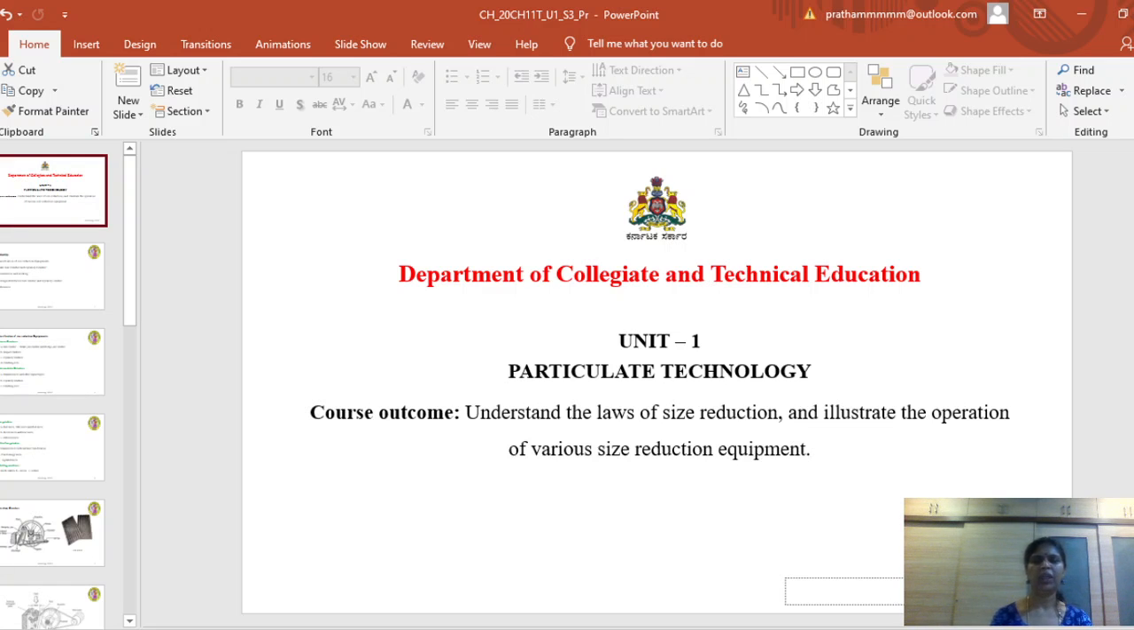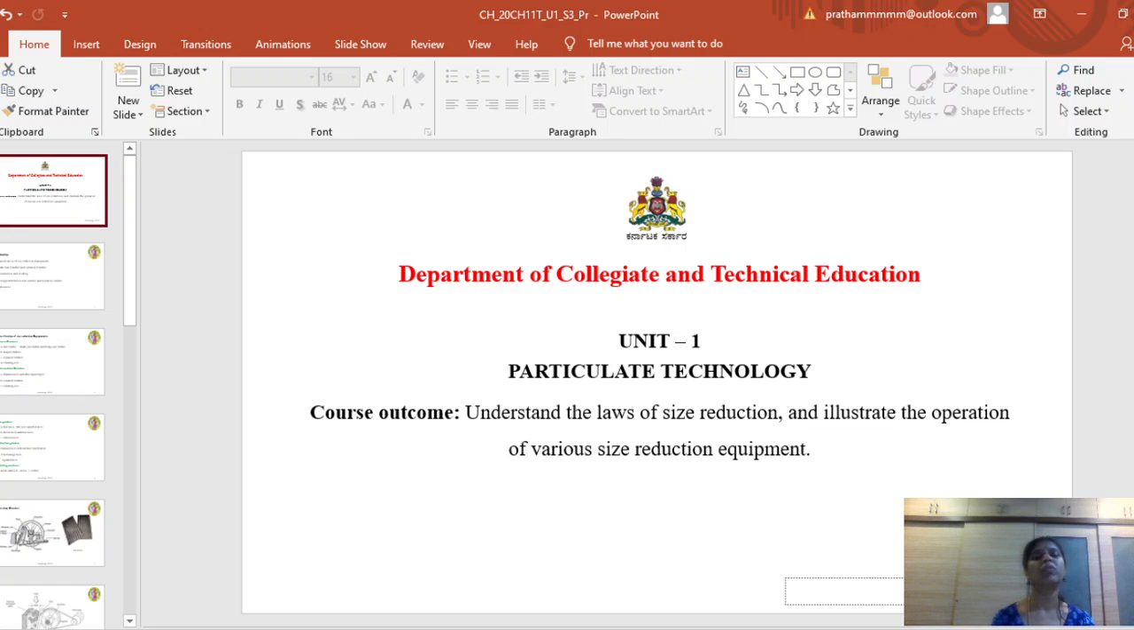So, I'm Jyoti, a lecturer in the Chemical Engineering Department at SJ Government Polytechnic, Bengaluru. We have been learning about particulate technology, and we have learned about size reduction, the various size reduction methods, and also the loss of crushing process involved in size reduction.